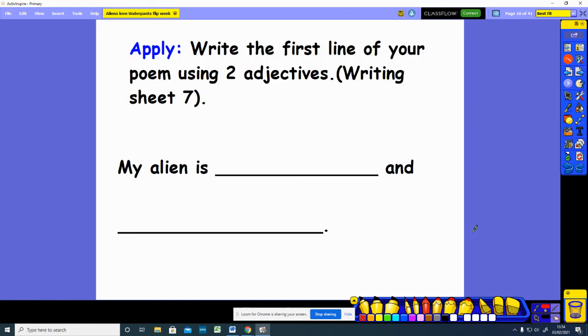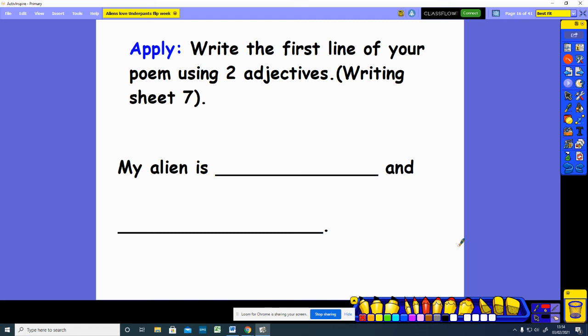So we're going to be writing a poem this week. As I said, it's got 3 lines and it's going to be the same sort of poem as I've just read to you. Today we are just going to write the first line of the poem. So I'll do the first line of my poem with you, and then you're going to do your own.